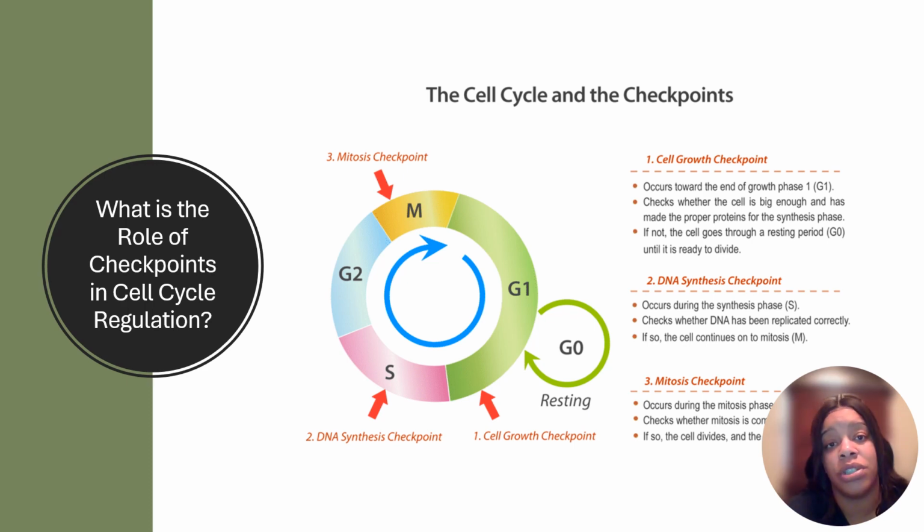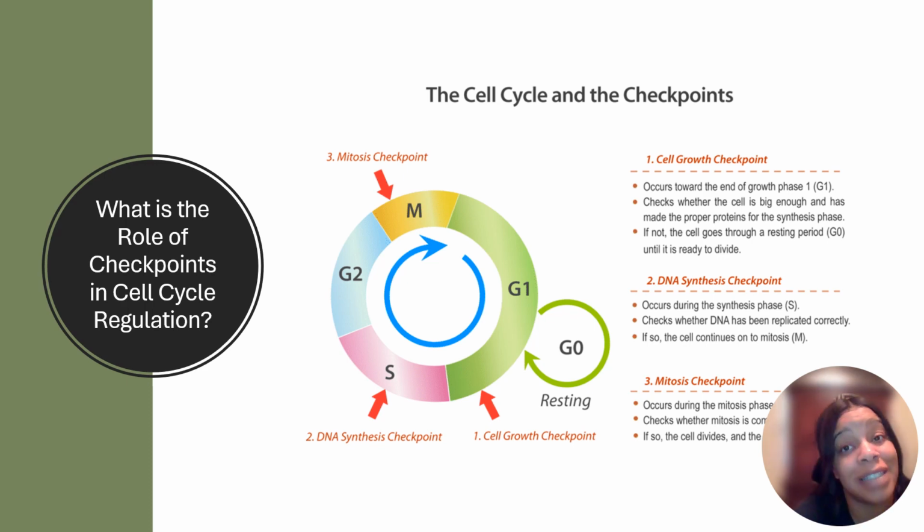Checkpoint controls ensure that each event in the cell division cycle is completed accurately before progression occurs to the next event. There are several major checkpoints in the cell cycle, including the G1/S checkpoint, the G2/M checkpoint, and the metaphase to anaphase transition checkpoint. So the G1/S checkpoint monitors DNA integrity before entry into the S phase, while the G2/M checkpoint ensures proper DNA replication and repair prior to entering into mitosis.